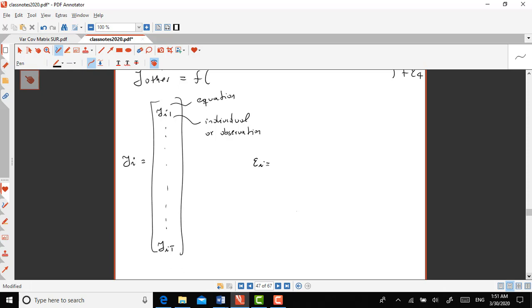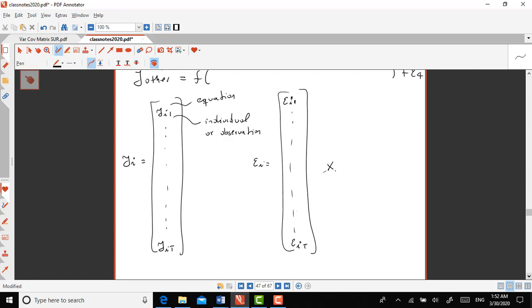And with the error term, it's going to be exactly the same thing. For the equation i, we're going to have T different error terms. And again, the first index corresponds to the equation, and the second one corresponds to the individual. And it's easier to think in terms of individual.